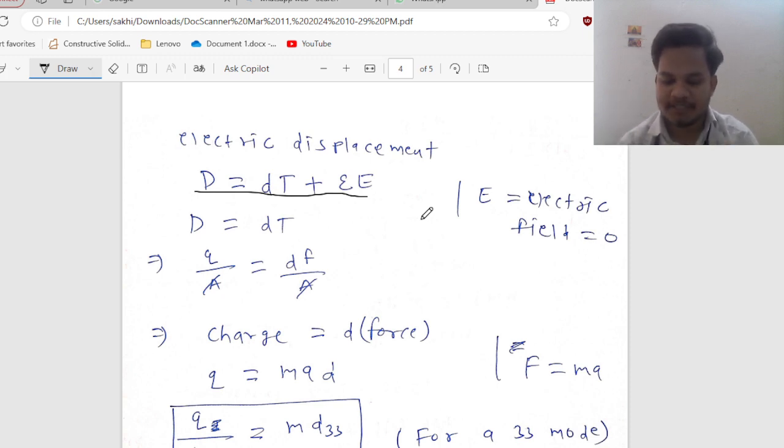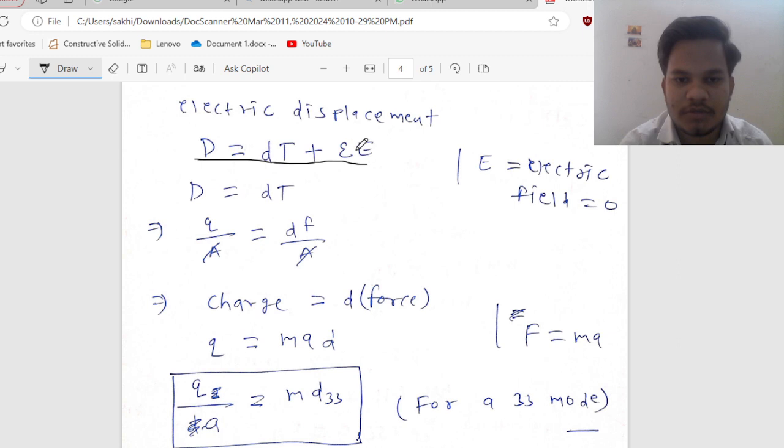So this has the length, width, and also height, and it is moving with an acceleration, right? By Newton's law we know that the force is nothing but ma, that is the inertia force due to the mass is ma. So this acceleration creates stress in the material, and this is represented here by the capital T. This is the piezoelectric strain coefficient.